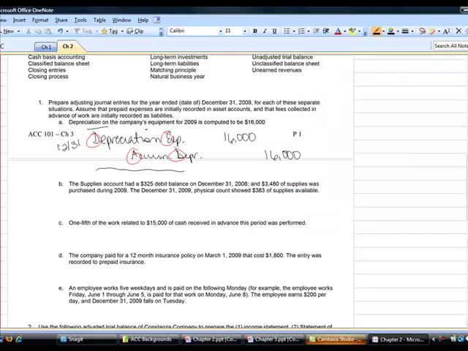All right. B, we have the supplies account has a $325 balance on December 31st, and $3,480 of supplies was purchased during 2009. The December 31st physical count showed $383 of supplies available. Okay, so remember that all those supplies went into a cabinet, and now it's the end of the period, and we need to go ahead and do a physical count, actually go to the supplies cabinet and count. So we started the year off with $325. We added in $3,480, and our ending balance was $383.